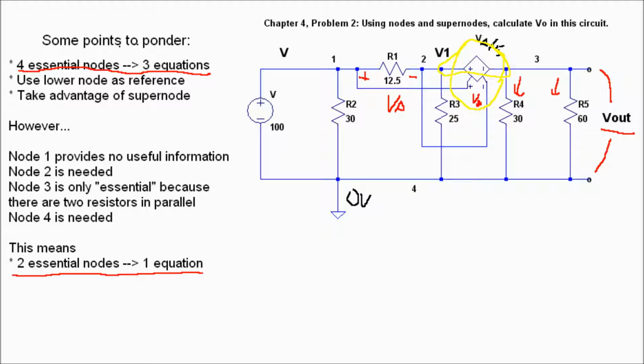So let's write that equation. We're going to look at all the currents going out of this supernode, which are going to be that, and that. Actually, before we do that, let's go down here and redraw this and put these 2 resistors into a single resistor.